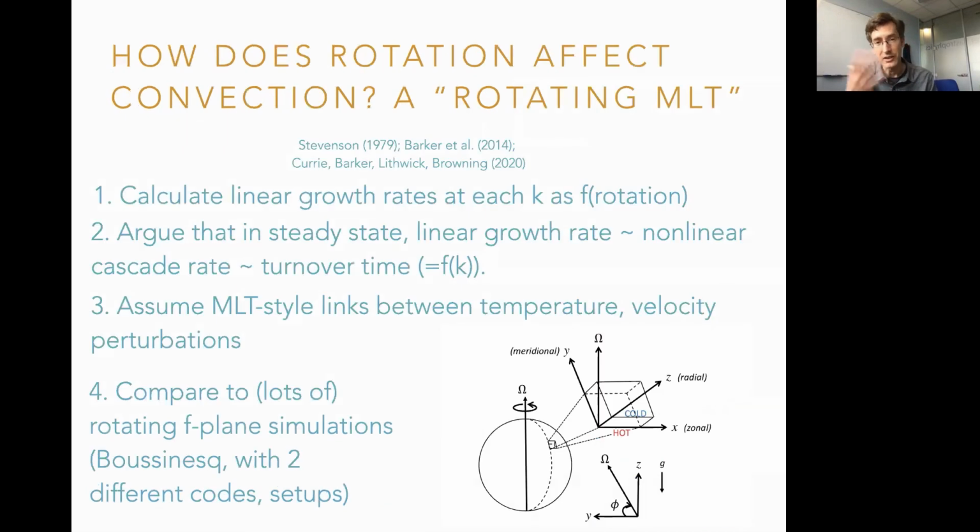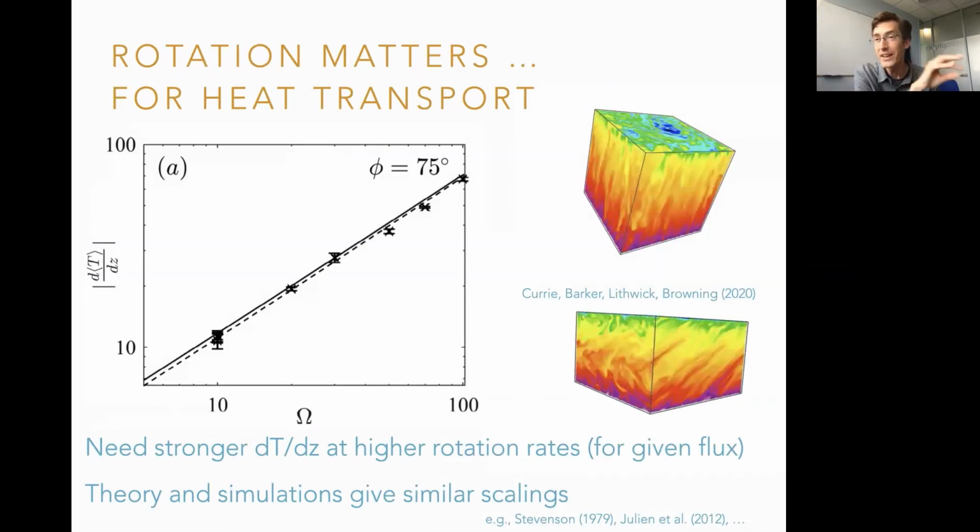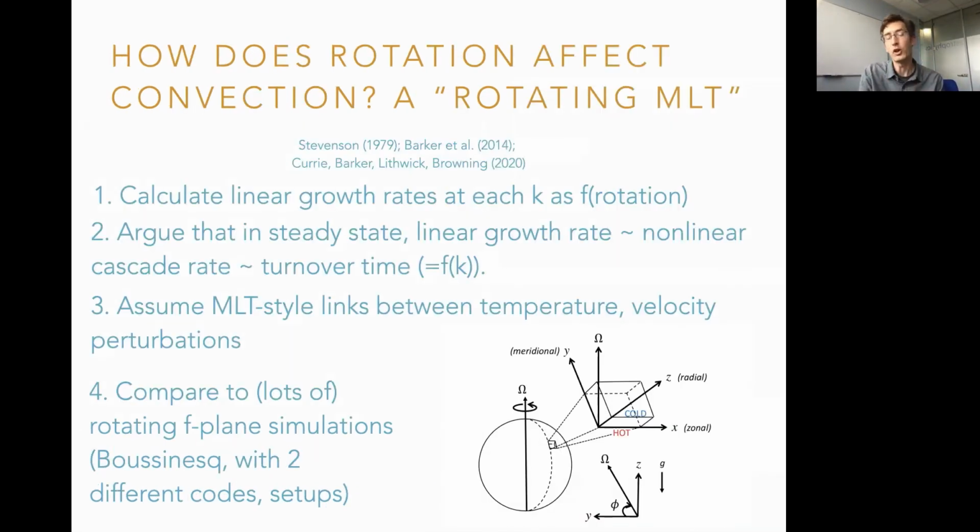And the theory, just to give you a one-slide summary, was basically that you calculate the linear growth rates at each k as a function of rotation rate. I should say that there are other ways of arriving at the same scaling, so I think that is quite robust. But that is the particular theory we explored in this paper. Then you argue, well, I've got this sea of modes that are growing at all these different rates, and you suppose that they interact non-linearly. The time scale in which they interact, the thing that really sets their amplitude, is, if the cascade is local in wave number space, just their local overturning time.